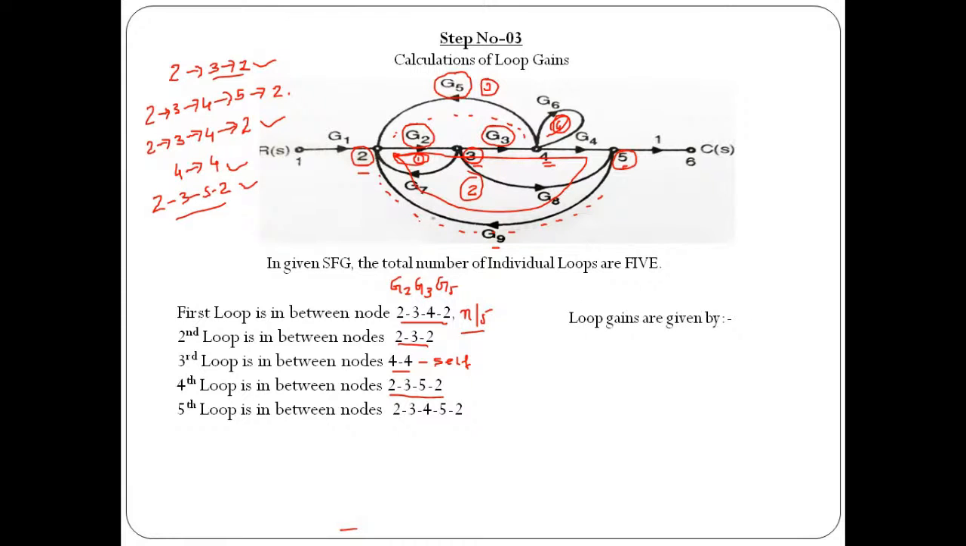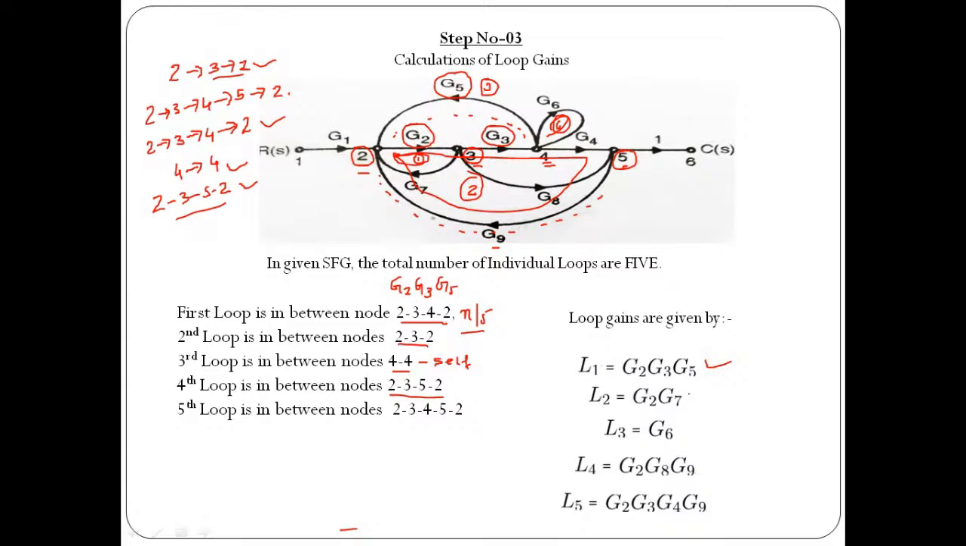So if you apply that logic, we can find the gains for the corresponding loops: L1 will be G2 into G3 into G5, L2 will be G2 into G7, L3 will be G6, because it is a self loop of gain exactly equal to G6, then L4 is G2 G8 G9, and the last one will be G2 G3 G4 and G9. So these points you have to note down.